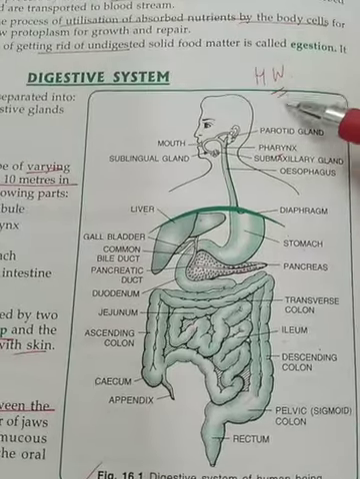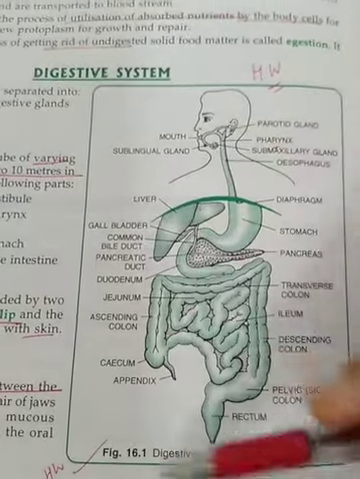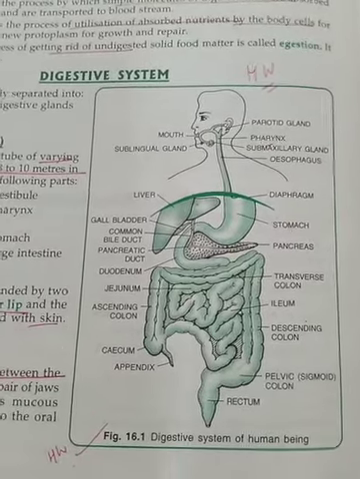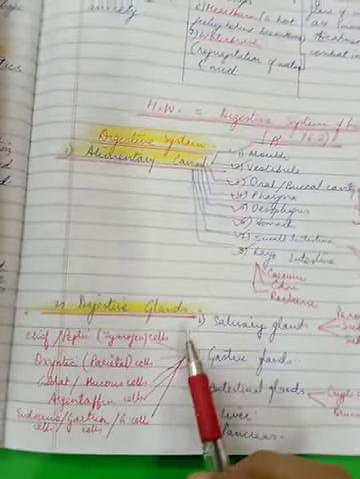This diagram I gave you as homework to be done because this has been mentioned as a part of the council syllabus. You should be able to draw. Today's topic to start will be digestive glands.